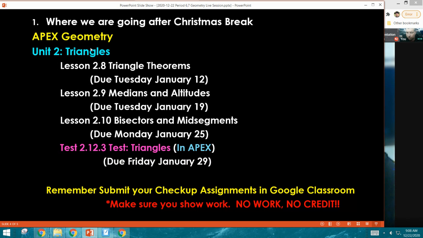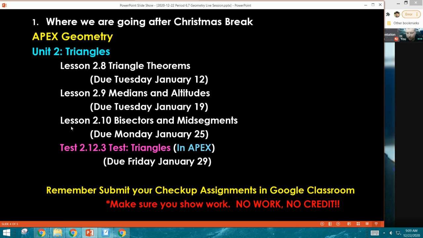All right, so when we get back from Christmas break, here's the game plan for the whole quarter. We're going to finish with 2.8, triangle theorems, which are those special triangles like isosceles triangles and equilateral triangles. That's going to be due on January 12th. We'll come back and review some of the stuff we've talked about all through this unit, and then jump into that section. 2.9 will be on medians and altitudes, and that'll be due on Tuesday the 19th, a week after that.